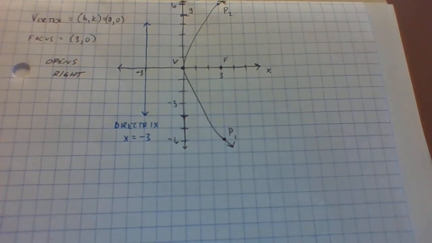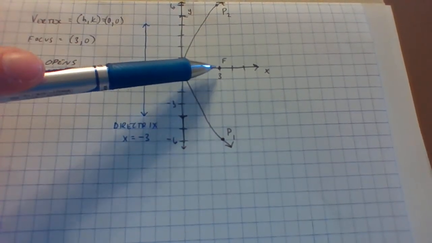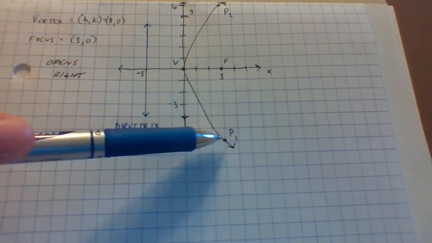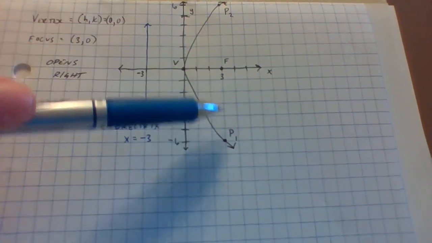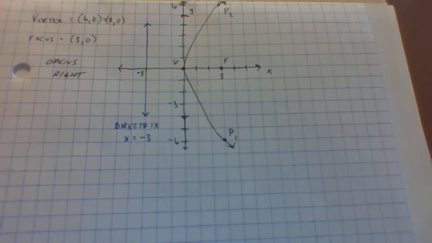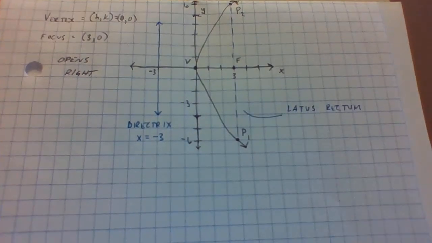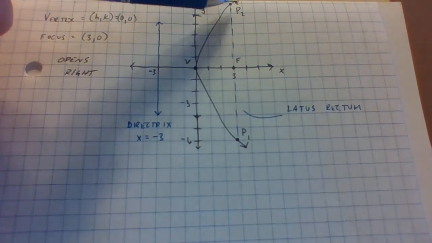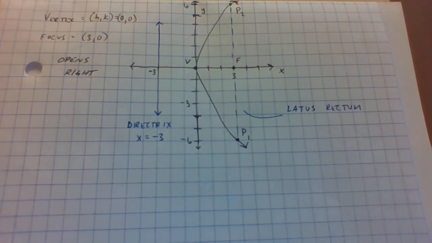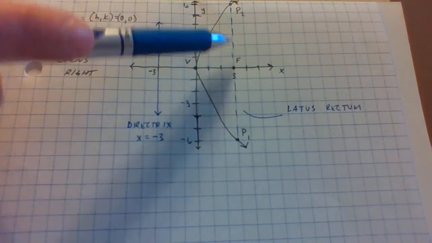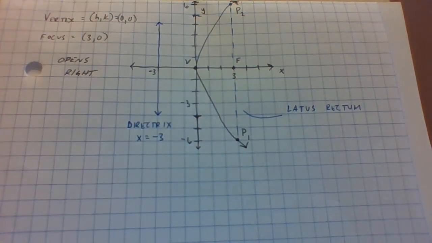The other piece that we can talk about with our parabola is this distance. The distance that connects P1 to P2, it's going right above and directly below our focus, is known as the latus rectum. I went ahead and drew it with a dashed line. If we measure the length of that segment, it's going to be equal to 4 times a. So 4 times, in our case, our a value was 3. So 4 times 3 is 12. So this should be a length of 12 units for that latus rectum.